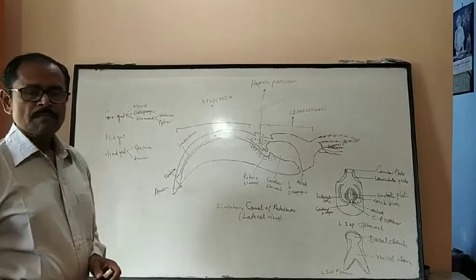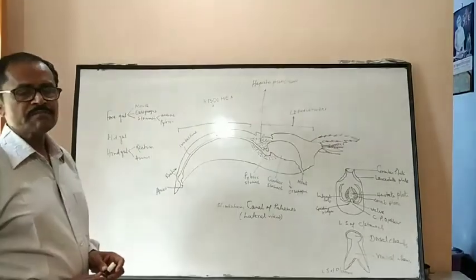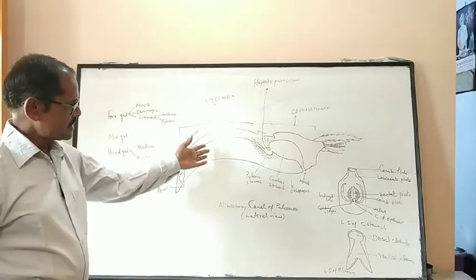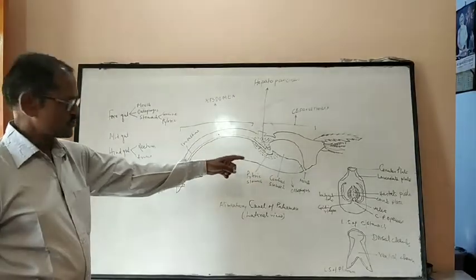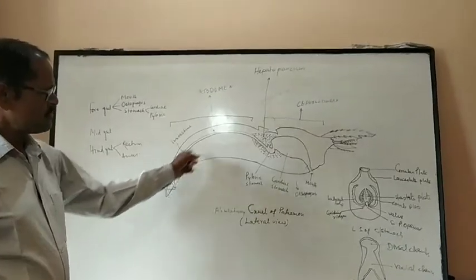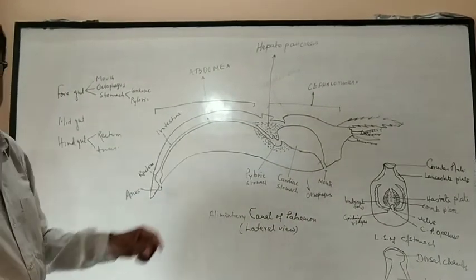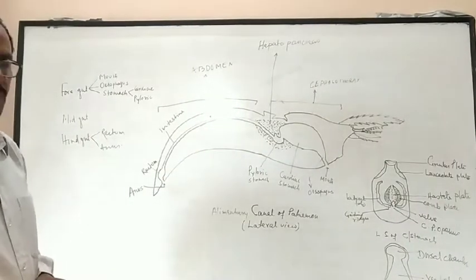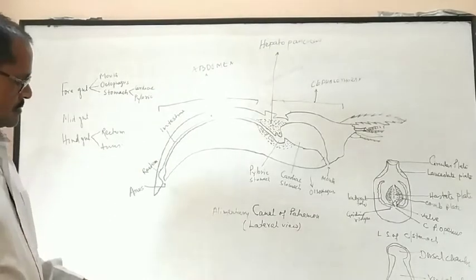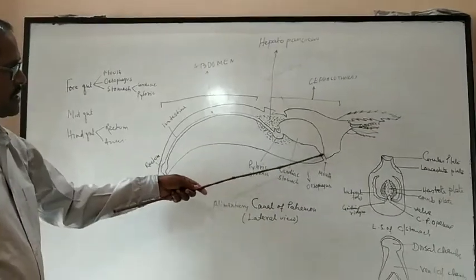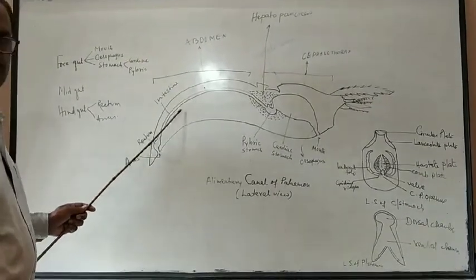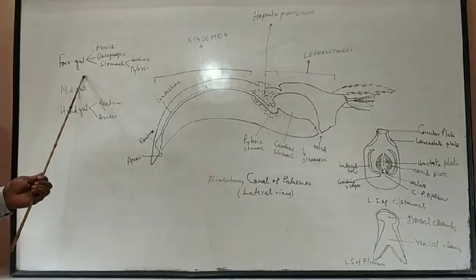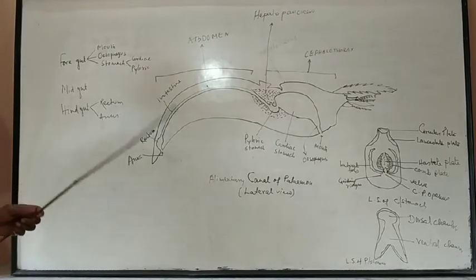Now, in its alimentary canal, in that diagram it has shown the alimentary canal of prawn, Palaemon, in lateral view. This is the whole alimentary canal, which includes three parts: foregut, midgut and hindgut.